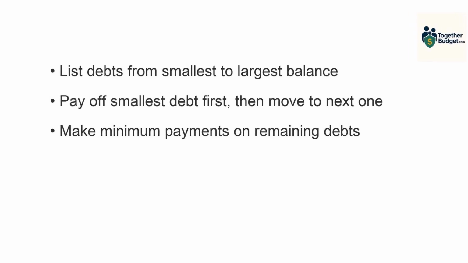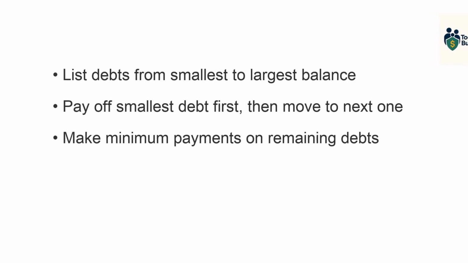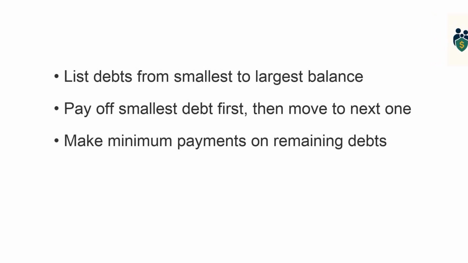Imagine you have multiple debts, each with its own interest rate and balance. The debt snowball method involves listing these debts in order from smallest to largest balance first. Next, focus on paying off the smallest debt while making minimum payments on the rest. And once that's done, move on to the next smallest debt and repeat the process.